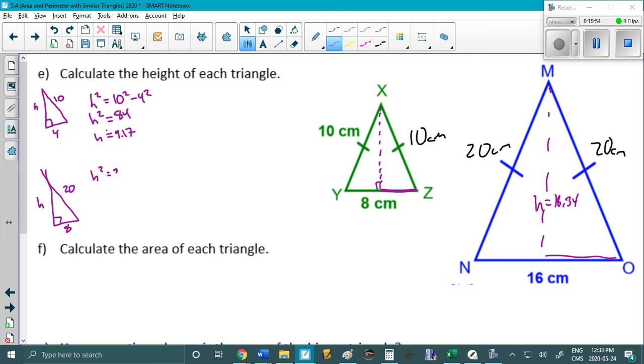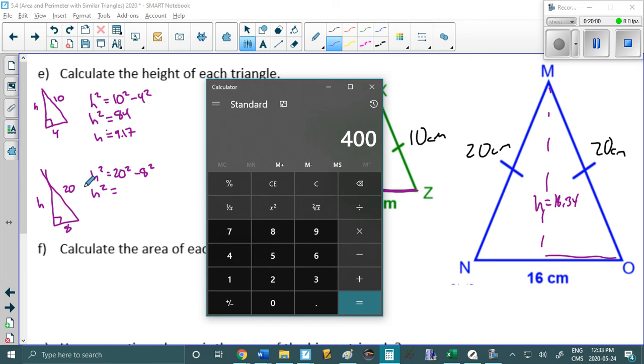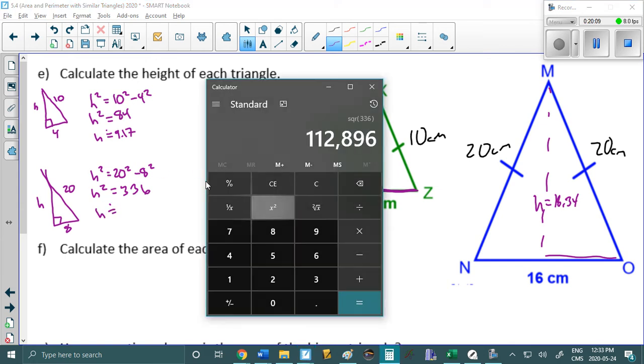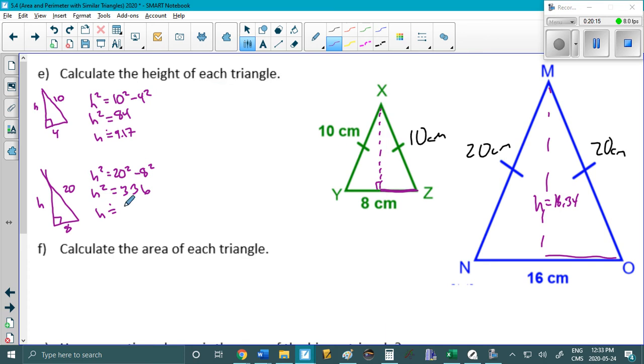So h squared is 20 squared minus 8 squared. h squared equals 400, which is 20 squared, minus 64, which is 8 squared, 336. And now I have to take the square root of both sides, and I get, whoa, 18.33. Now, if you look at what I got before, I got 18.34, and you might think, oh no, something went wrong, but it didn't. Of course, it was just rounding, so you don't even have to worry about that.